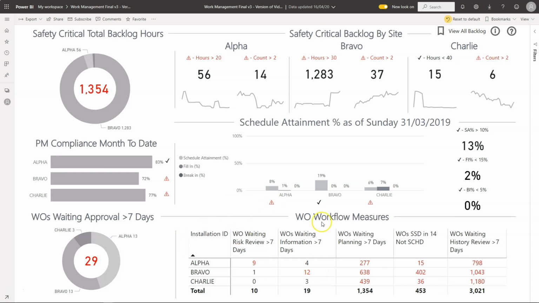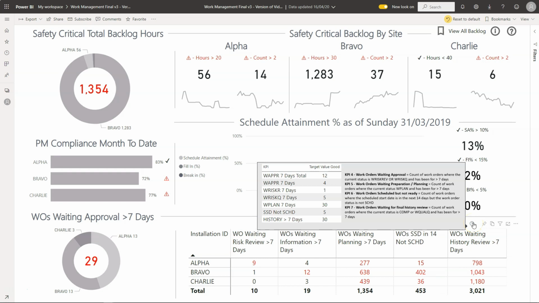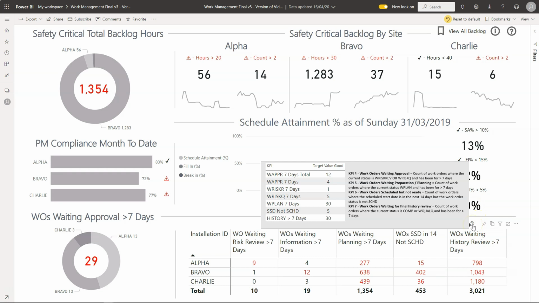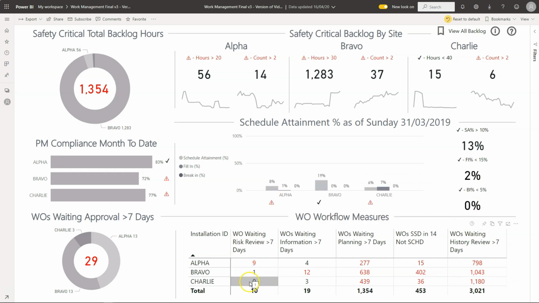Now, I was trying to figure out a method to put a target here, because each one of these will have a different target, and potentially each site will have a different target as well. So what I've done is I've just used this visualization tooltip here, and we can see here's the target value for work orders waiting approval total. So the total is 29, and it should be 12, that's why it's red. The work orders waiting approval for more than 7 days, waiting risk review, so that is for the site, it should be 7. Waiting risk review was 1. So that's why this one here is fine, and this one here is in the red. So that's what I've put the targets for those.